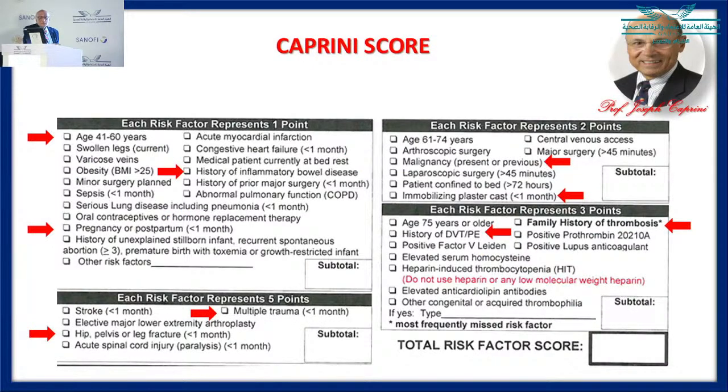This is the famous Caprini score. I will only direct attention in the Caprini score to the most frequently missed risk factors. First, look at the age: 1 point if the patient's age is above 40, and I don't think anyone thinks about this. If he is more than 40, he is a 1 point risk.